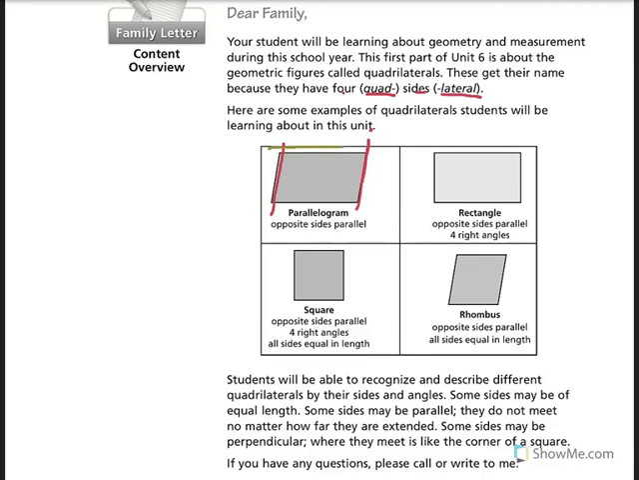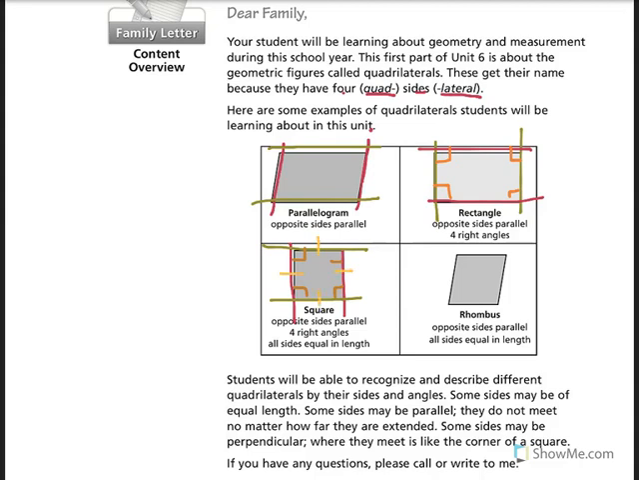Parallel means they would continue forever and never touch each other. A rectangle is also a parallelogram. It has the opposite sides parallel. But in addition, it also has right angles, and we'll talk about those angles too. It's a specific type of angle. A square is a very special kind of rectangle. It's a parallelogram as well. The sides would never touch if they continued. It also has right angles, and all the sides are exactly the same length as each other. And that's what makes it a square.